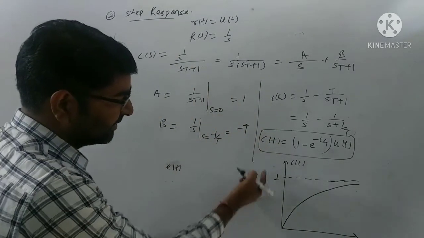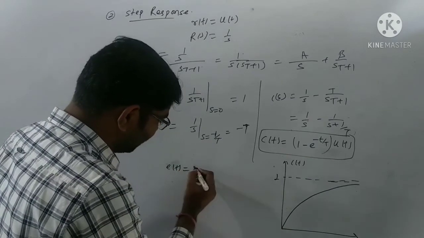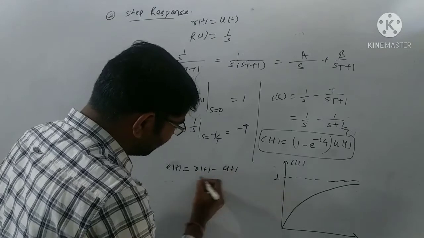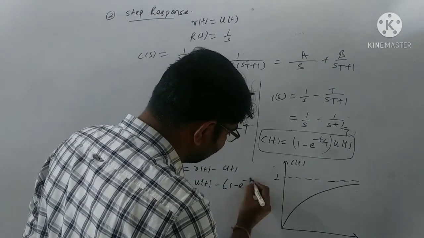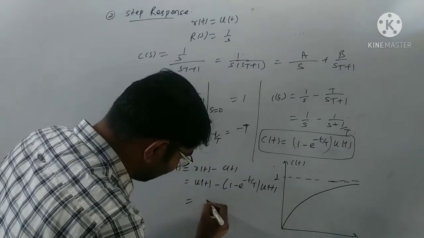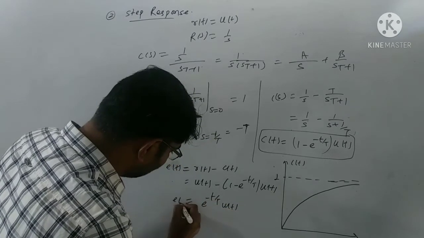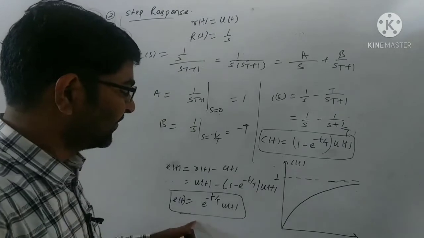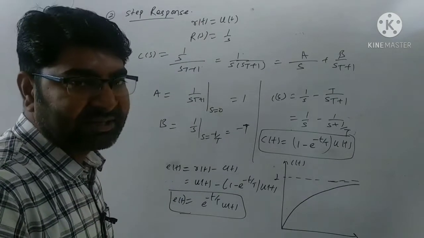So this is my step response for the first order system. Now e(t) can be written as r(t) minus c(t). So r(t) is u(t), and c(t) is 1 minus e raised to power minus t by T, u(t). So after solving this, you will get e raised to power minus t by T. So this is my error signal. This is my error signal for the first order system with respect to the unit step.